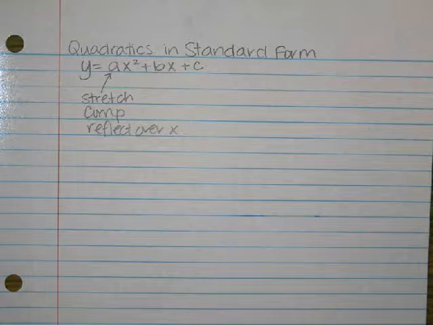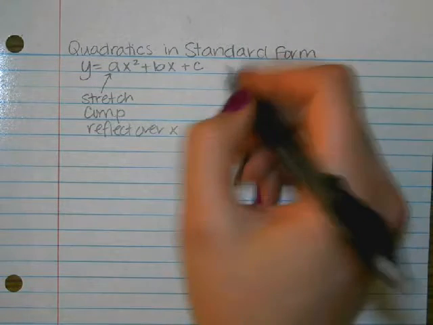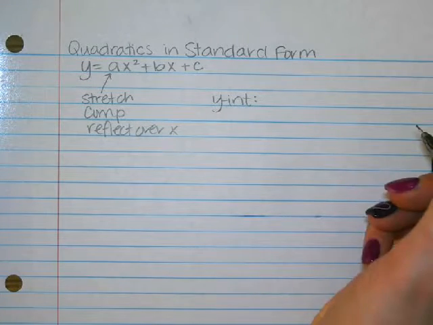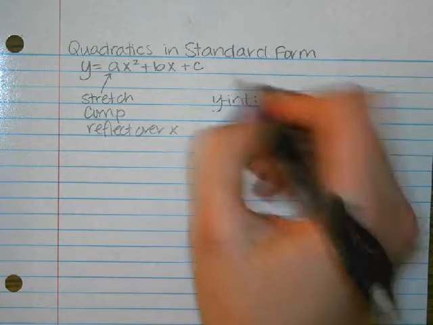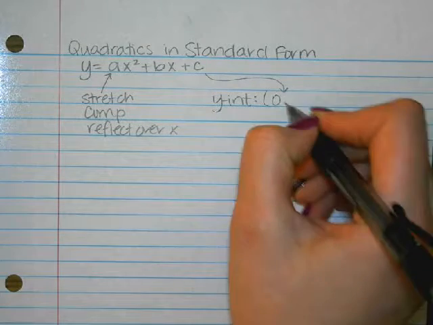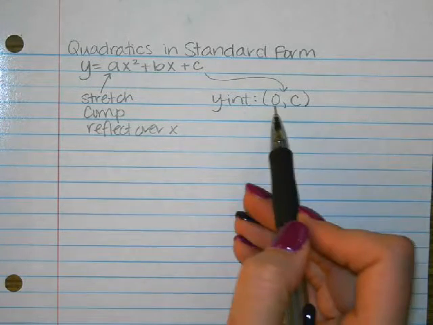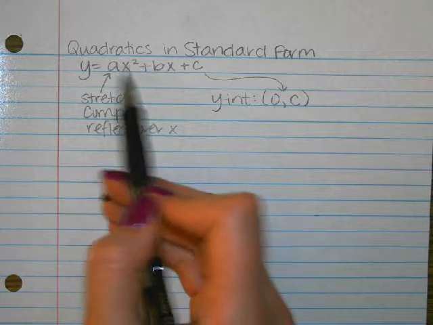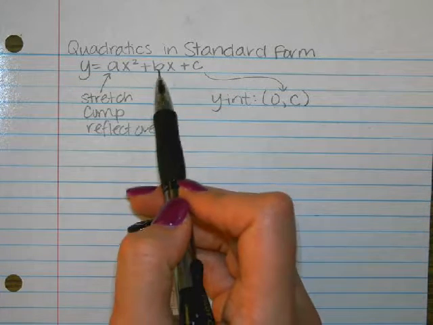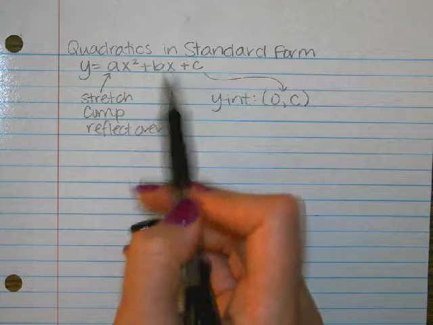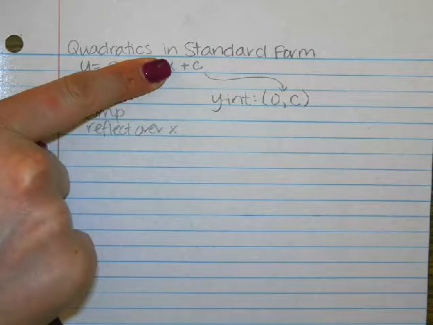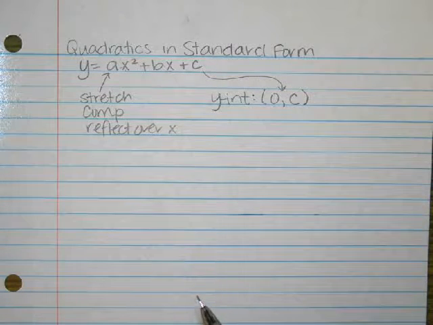The other thing that we can find from standard form really easily is the y-intercept. Does anyone have an idea what the y-intercept might be? Yeah, it's the c value. It's the number on the end. And that's because if you plug 0 in for x, then a times 0 is just nothing, and b times 0 would be nothing. So these two would be canceled out, and you would just end up with the c on the end. So the y-intercept is going to be pretty easy to find.